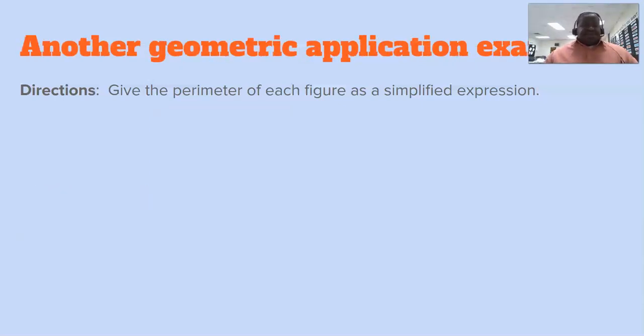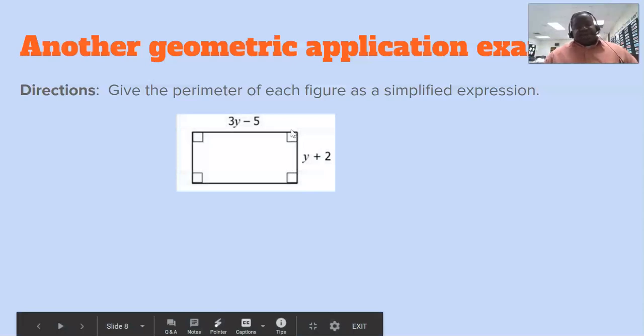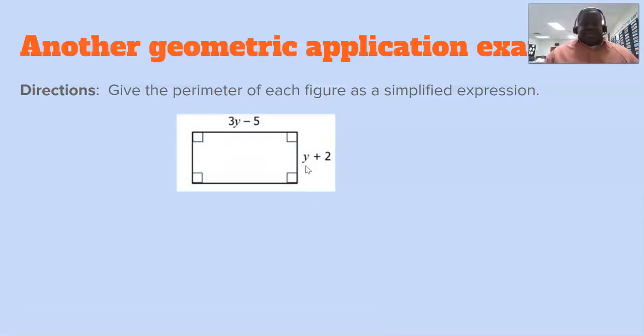Give the perimeter of each figure the simplified expression. All right, here we have a rectangle. So how do we know it's a rectangle? You have 4 right angles. You'll see this more in your geometry class. But just here's the thing that matters. Because you have those 4 right angles, those boxes in the corners, opposite sides are going to be the same. So this is y plus 2. That's y plus 2. This is 3y minus 5. This is going to be 3y minus 5.